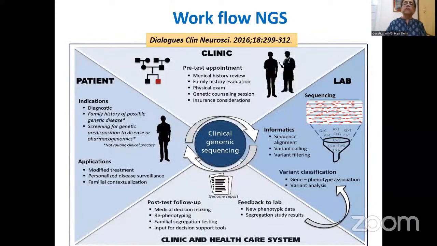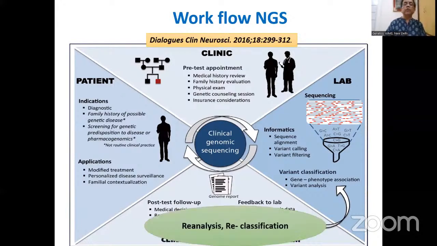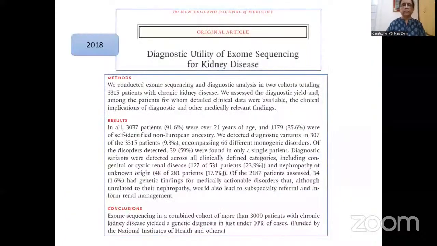So the overall workflow of NGS begins with the clinic and ends in the clinic. And in between, there's a lot of interaction between the lab and the clinicians to reach conclusions. So it cannot be done in isolation, where a clinician orders a test and the lab gives you the results. We have to give them important information and they have to interact with us to reach conclusions. And as I have already told, reanalysis and reclassification have to be kept in mind.